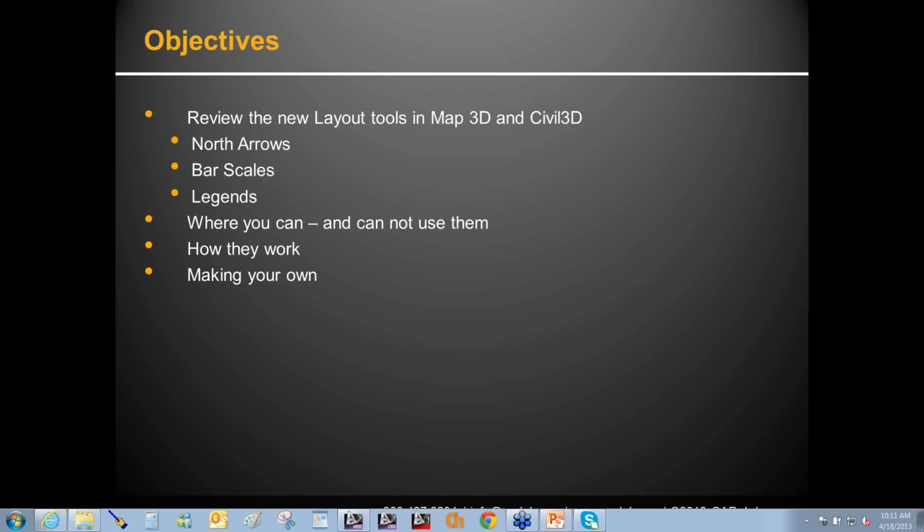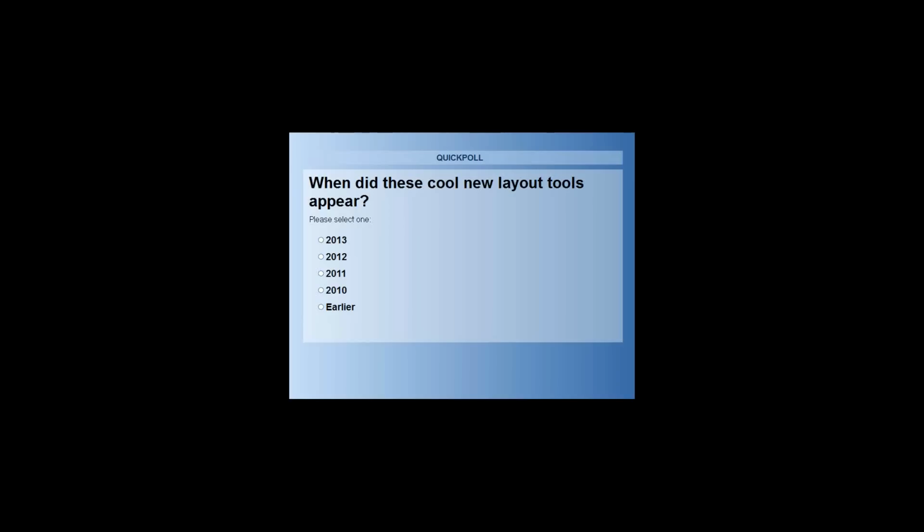So I'm talking about, as I mentioned, North Arrows, bar scales, legends, a lot of the new layout tools. Okay. When, Warren, did these cool new layout tools appear? In 2013, or was it 12? Maybe it was 11. 2010, or was it earlier?